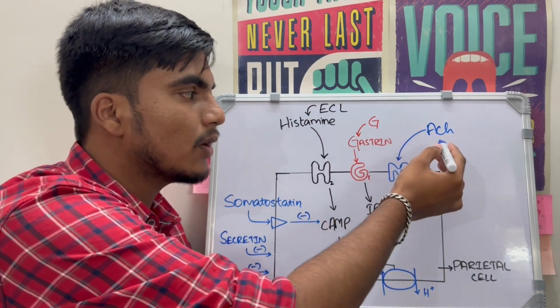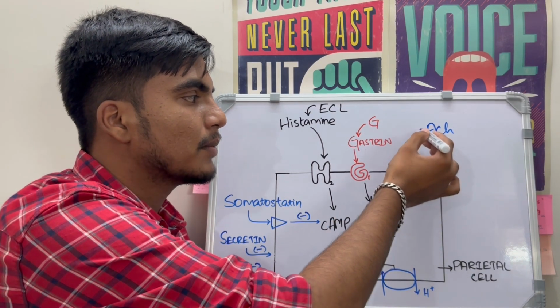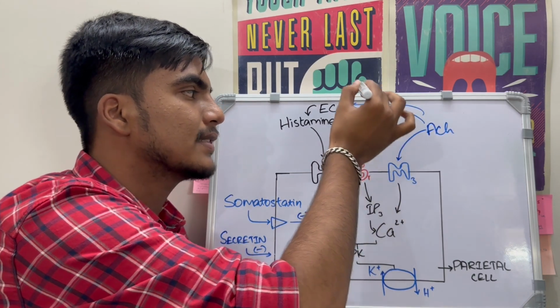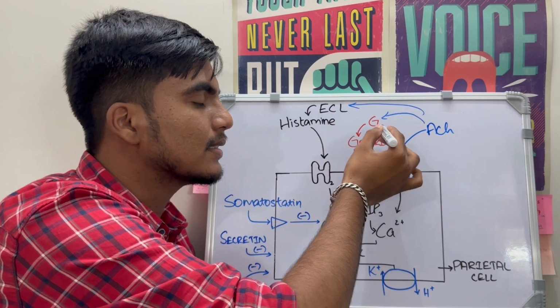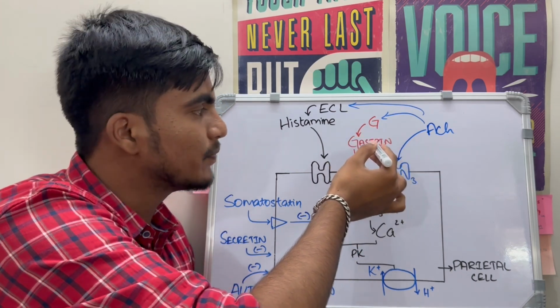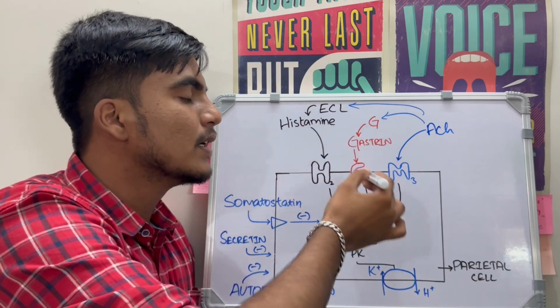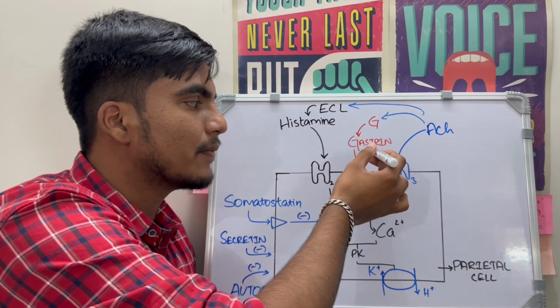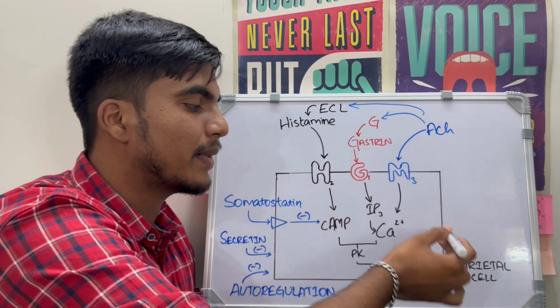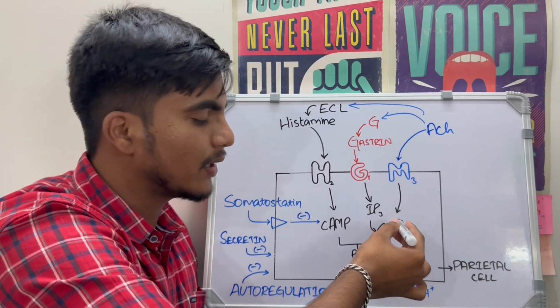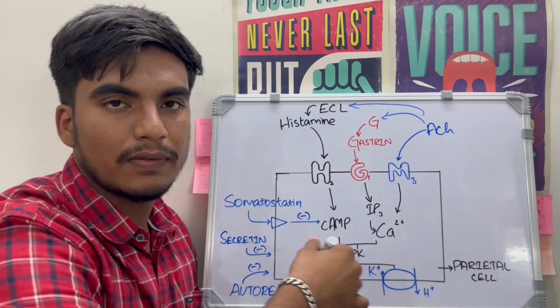So acetylcholine not only acts on the M3 receptors but also acts on the G cells as well as the enterochromaffin-like cells. Acting on the G cells stimulates the production of gastrin. Acting on enterochromaffin-like cells stimulates the production of histamine. So G cells produce gastrin, which acts on the G receptors present on the parietal cell, increasing the intracytoplasmic concentration of calcium ions, thereby increasing the secretion of HCl.